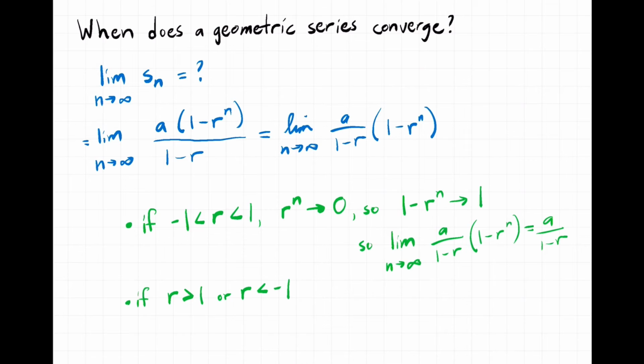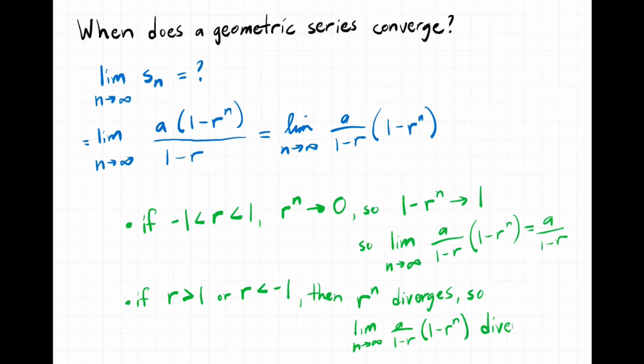Then r to the n is going to diverge. It will go to infinity if r is positive. If r is negative, it's going to be infinitely large, but it fluctuates back and forth, positive, negative, and there is no actual limit. So that means that the limit as n goes to infinity of our partial sums also diverges.